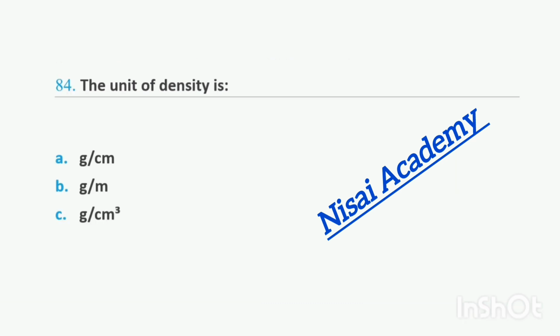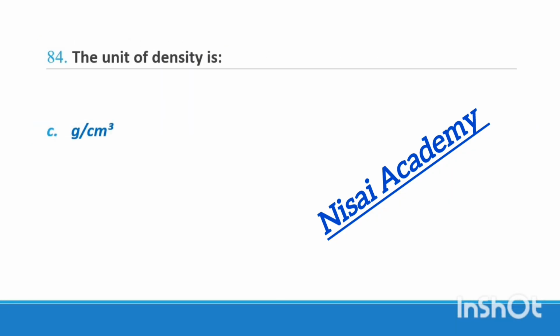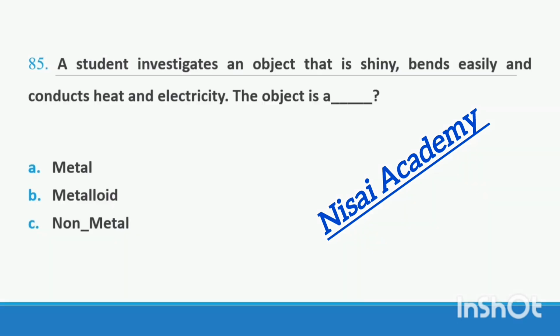The unit of density is option A gram per centimeter, option B gram per meter, option C gram per centimeter cube. The unit of density is gram per centimeter cube. Right, option C.